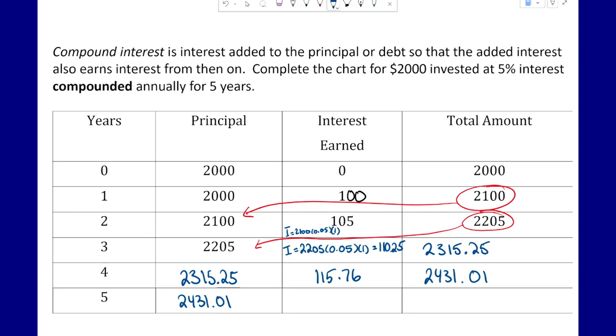2,431.01 times 5% times 1 year. We get $121.55. Add that to what we started with. 2,552.56. So that is our new total amount when we're calculating our interest over 5 years using compound interest. So the interest that we earn in 1 year gets added to our principal, and we calculate the interest off of that. So we're earning interest on top of our interest.